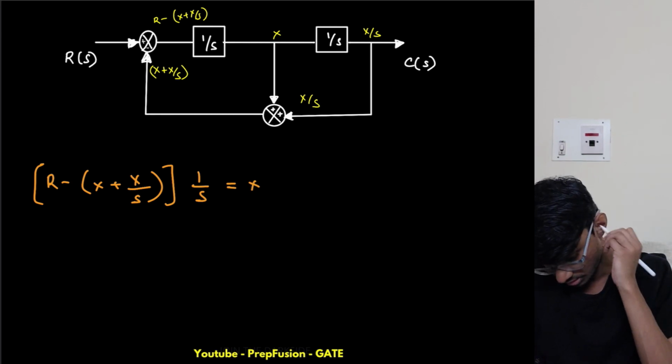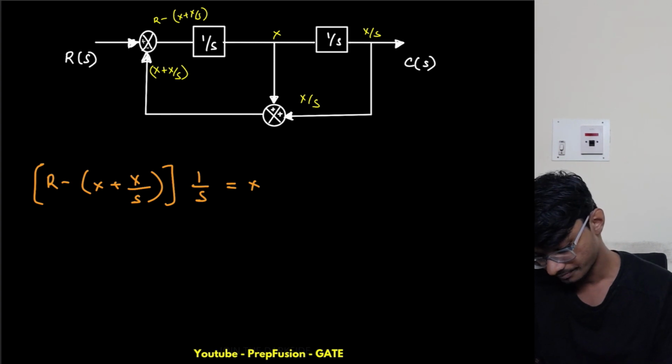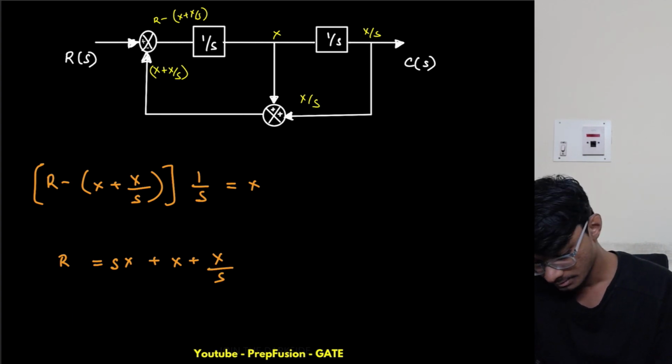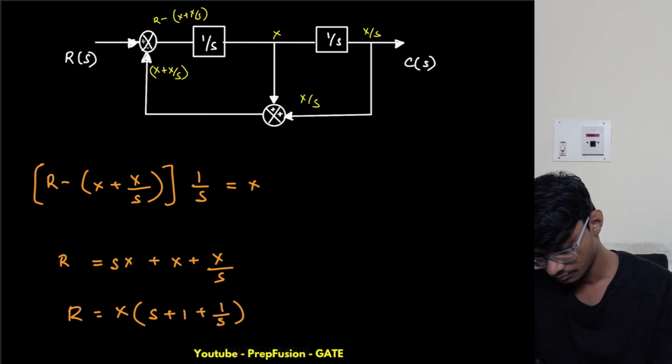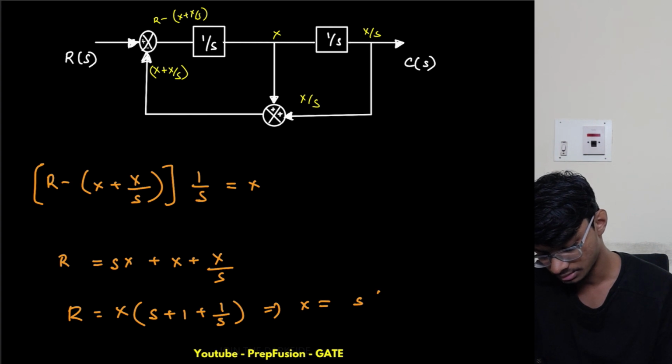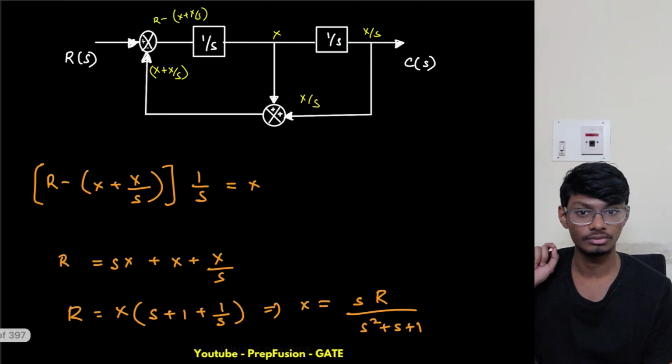So what do I get now? I will write X in terms of R. This one will be R only, and I will take this 1 over S to that side. So this will be X times S plus 1 over S. So my X will be equal to simply, S goes over that side, SR divided by S square plus S plus 1. This is basically what my X is equal to.